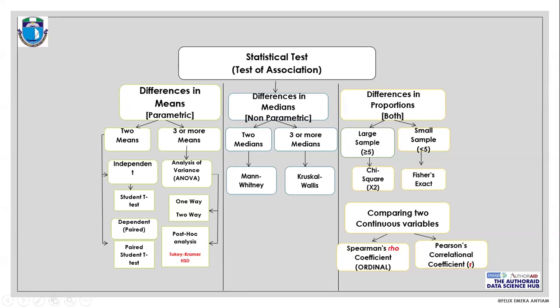So if you're comparing two continuous variables, if one is increasing, is the other decreasing, then the Pearson's correlation coefficient is appropriate. But when it is an ordinal variable, like a Likert scale, where you have strongly agree, agree, undecided, disagree, strongly disagree, then you would be using the Spearman's, because that's the one you use for an ordinal variable.